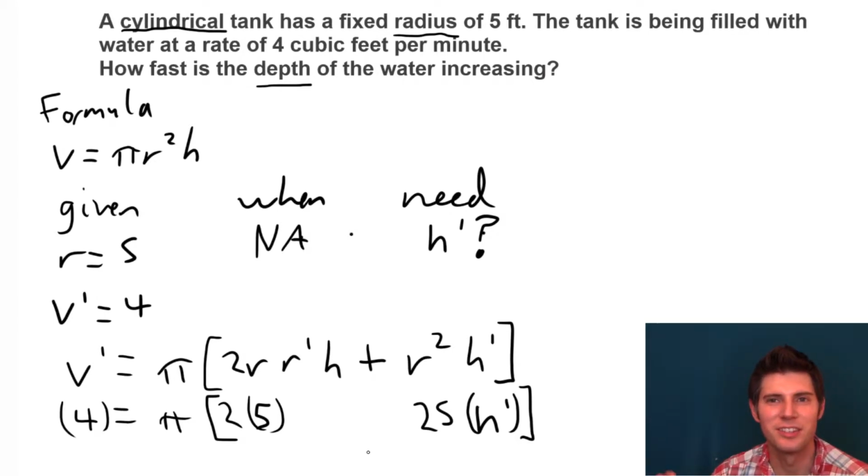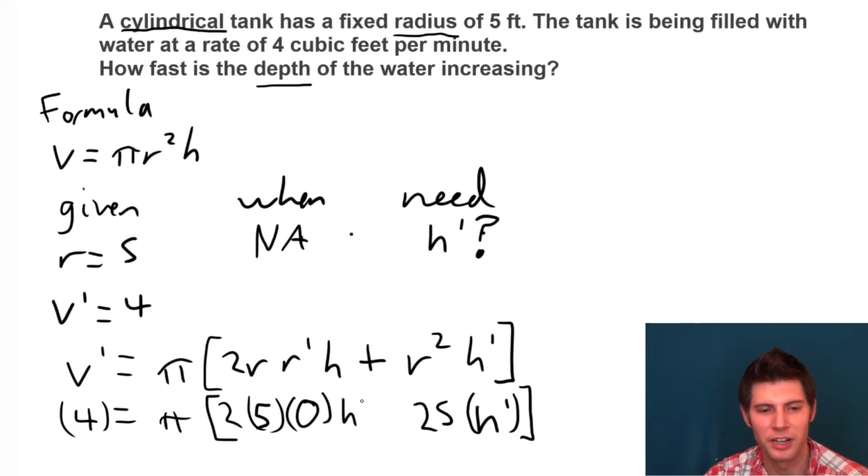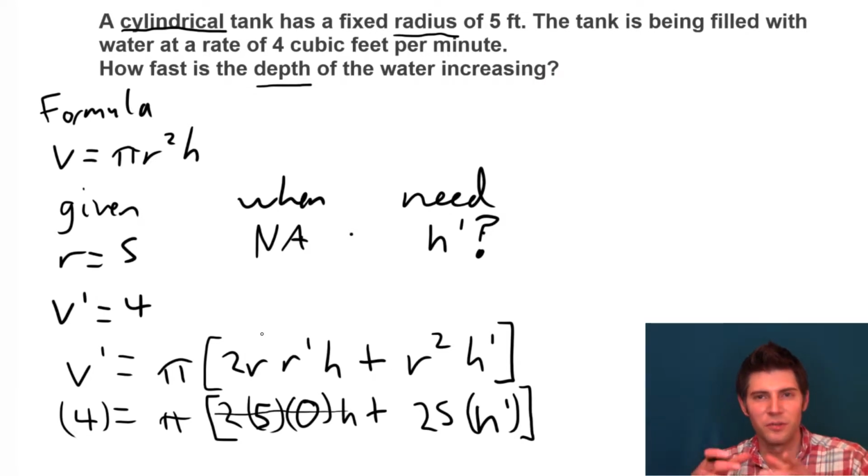r prime is 0. r is not changing its size. So this right here is 0 for r prime. And then h, we'll just write h because the 0 is going to make it go away anyway. So this whole term has vanished because r prime is 0, because it's a fixed radius.